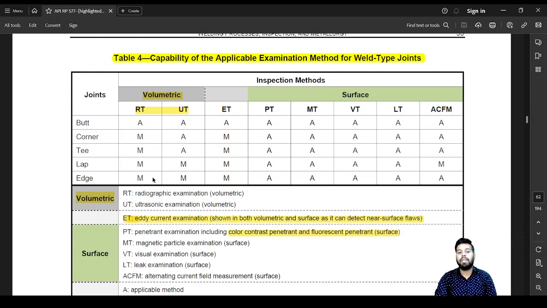Edge joint, UT is also marginally applicable, RT is also marginally applicable, but for other testing, that is surface detection techniques, most of the surface detection techniques, that is PT, MT, VT, can be done on most of the interfaces, provided that the defect is on the surface.